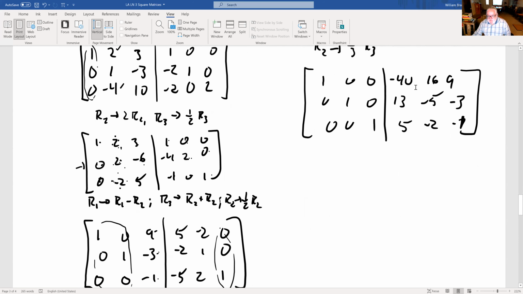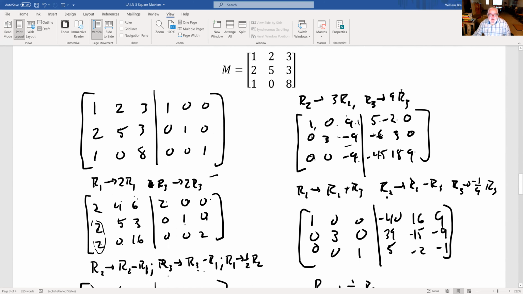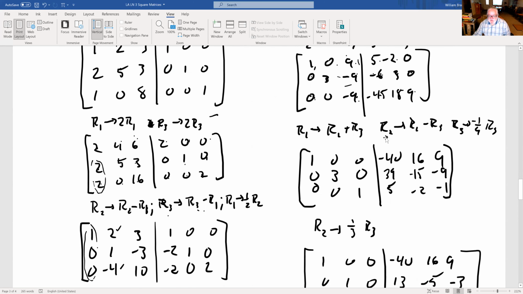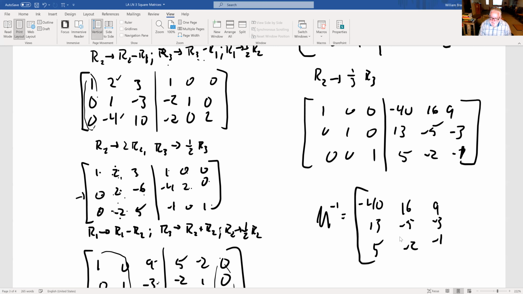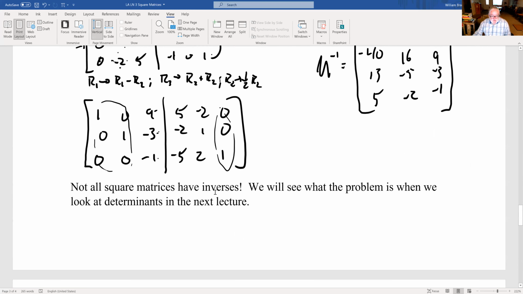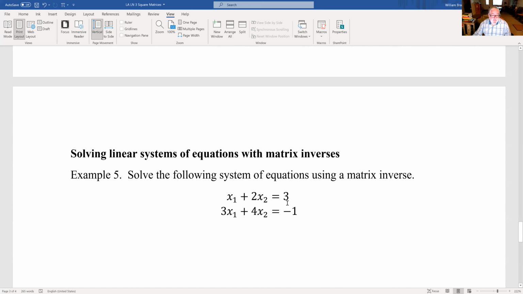Okay, you can check that this is the inverse to the original matrix by multiplying the two together and seeing what you get. So M inverse is the matrix. So the -1 there means inverse. So there's M inverse. Not all square matrices have inverses, so when we look at determinants, we will see what the problem is.